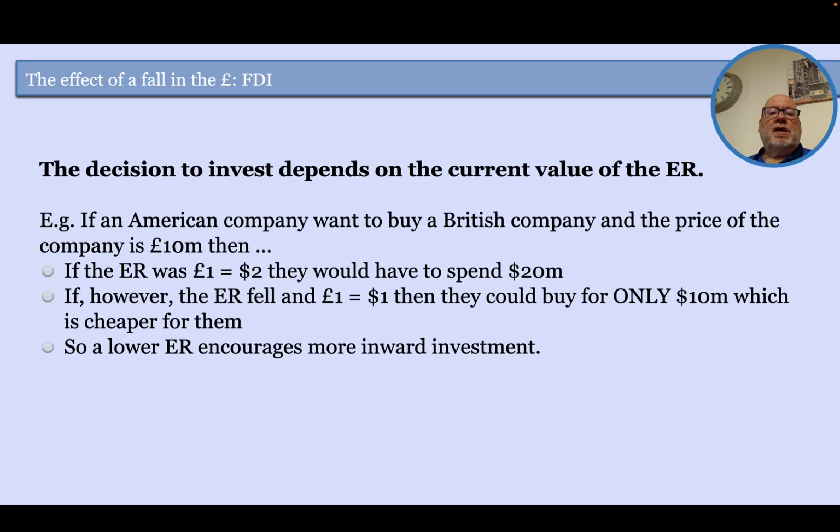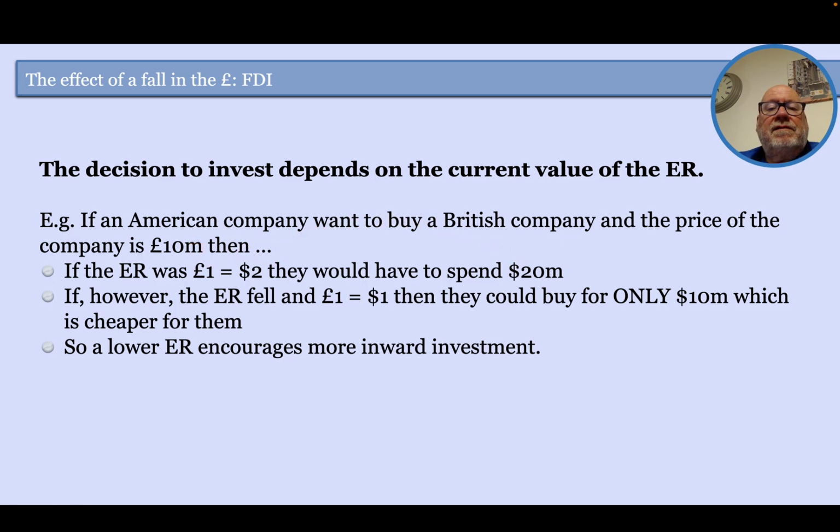Okay, all right. The last one, apart from small ones, is on the foreign direct investment, and you've got to think of it in two ways. Basically, the amount that a company in an international market is going to invest in another country, that's direct investment, buying another firm, buying machinery, setting up a company, is going to depend on the current value of the exchange rate. So let's say you've got an American company, they want to buy a British company, and the price is £10 million. So if the exchange rate is £1, $2, they've got to spend 20 million. Okay, turn their 20 million into 10 million.